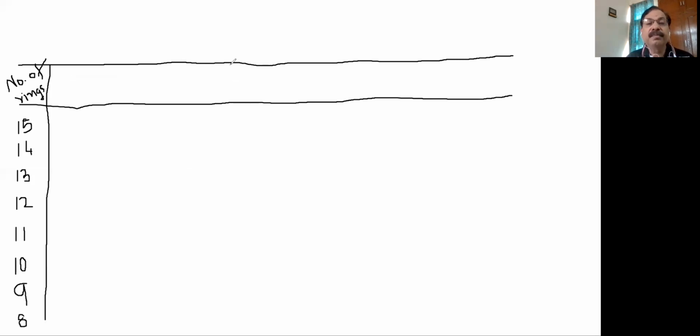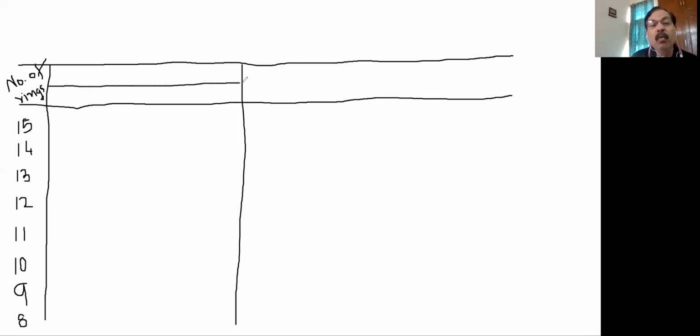In the second column, we write the microscope reading.